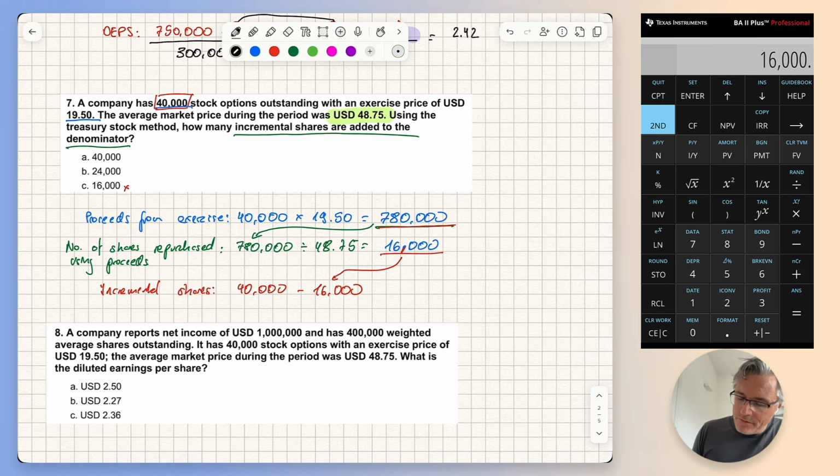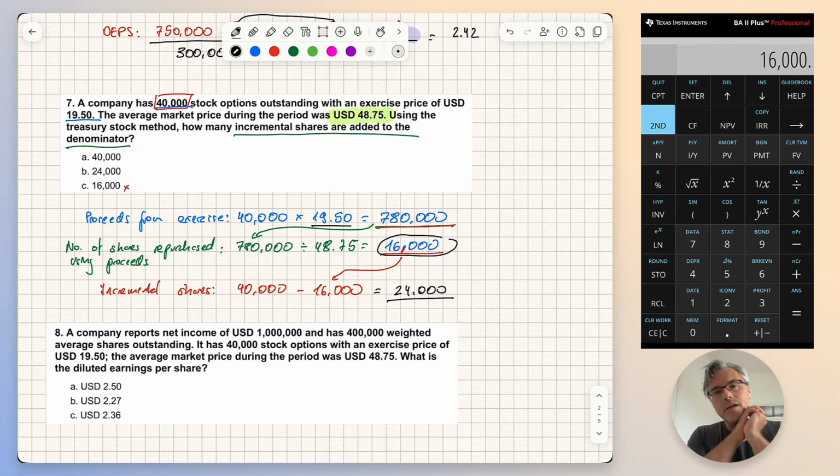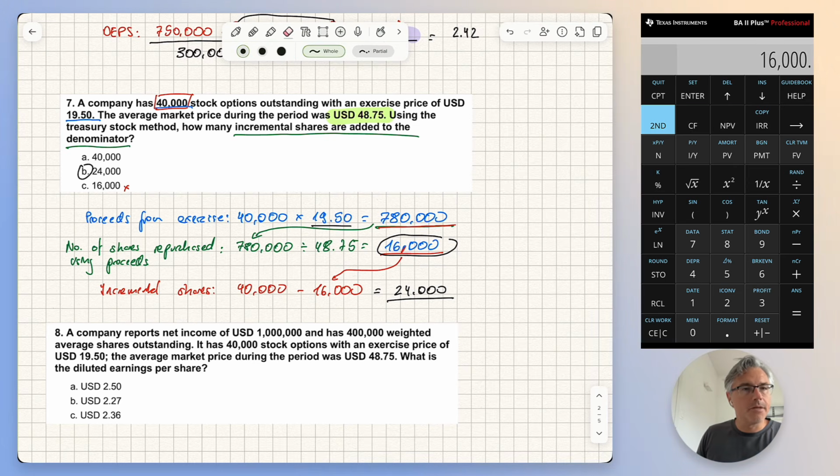And we deduct that 16,000 from the 40,000 to arrive at a figure of 24,000, because the assumption is that's the number of shares the company would need to issue essentially for free, without getting commensurate compensation for it. The proceeds from the exercise of the options would only suffice to purchase 16,000 shares in the market to give as part of the option exercise, and the rest would have to be issued without due compensation, or for free. That's the adjustment we make, the 24,000. Hence, the answer to question 7 is 24,000, or answer B.